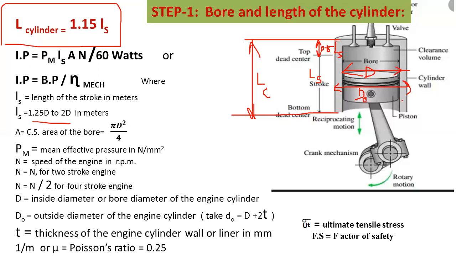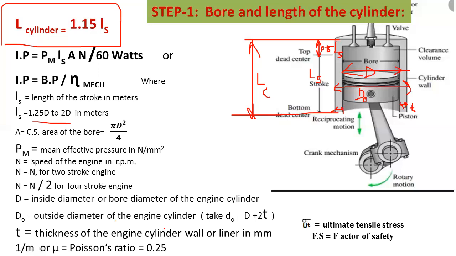Now this is the thickness. This is the thickness of the cylinder, and this one also, the thickness is the same. T is the thickness. And 1/m, or μ, is the Poisson's ratio.